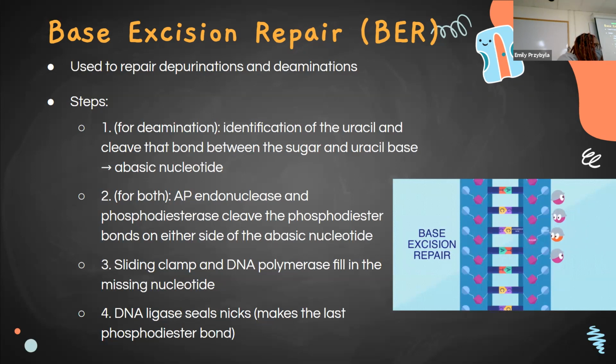In deamination, we use the AP nucleotide, we can identify where the uracil and sugar bases are, and we can cut that out. So that specifically happens for deamination, but for both, this is normally what we do. And then the sliding clamp and DNA polymerase can come in and just fill in the missing nucleotide. So this is very specific. And then we know if we use endonuclease, we have to use ligase to seal it back up.